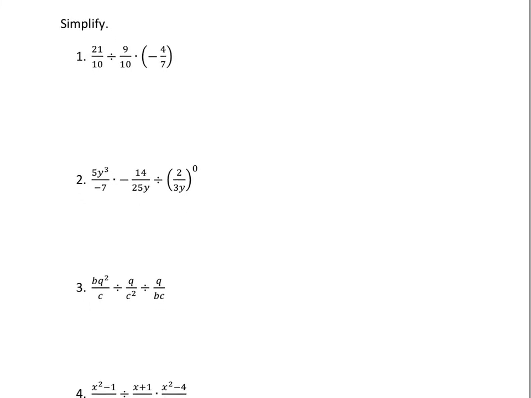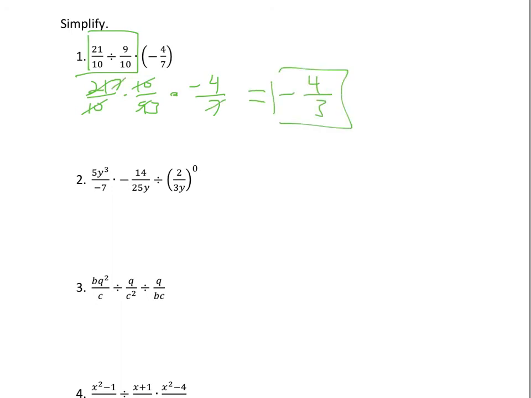So some more examples back here. Just a quick review of how to do the multiplying and dividing with numbers. All right, the way you do this is you got to multiply and divide left to right. So we divide first, then we'll multiply it by the negative 4/7. So we've got 21 over 10 times 10 over 9. Can't cross cancel. We've got 7/3 times negative 4 over 7. We can cross cancel again, and we're going to be left with negative 4/3.